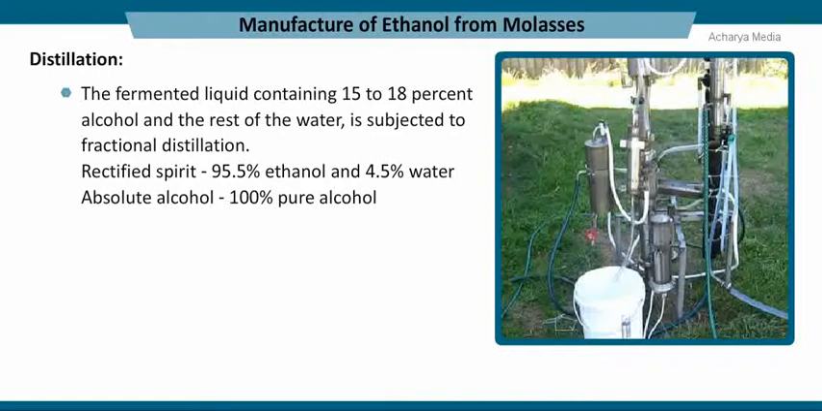This mixture is then heated under reflux over quicklime for about 5 to 6 hours and then allowed to stand for 12 hours. On distillation of this mixture, pure alcohol, 100%, is obtained. This is called absolute alcohol.